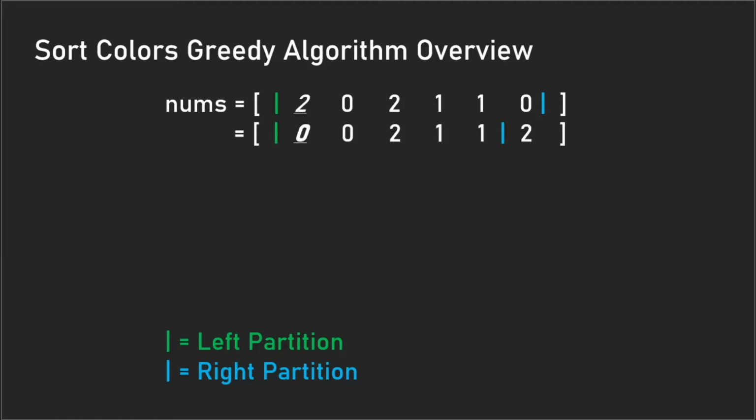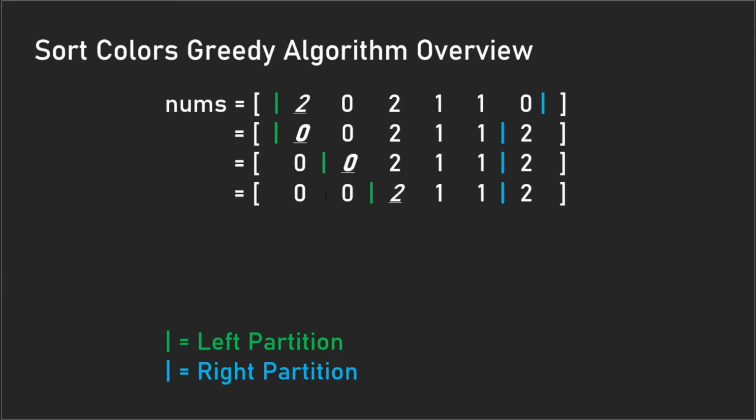After that swap, this is what we have. Our right partition moves inwards, and now we're looking at 0, because that's the number we just swapped with, so we have to examine it again. And since it's a 0, we want to move it to the left partition, so that's what we do. And we have another 0, so we do the same exact thing.